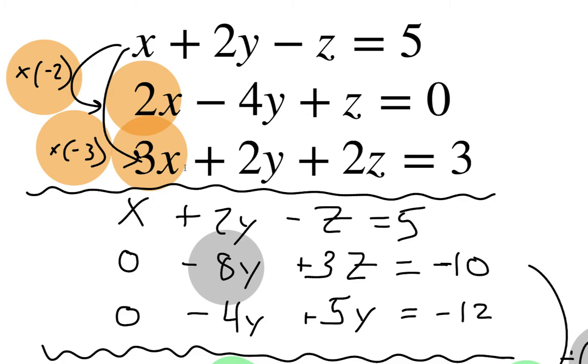Let's do the same thing for the bottom equation. I see a positive 3x here, so I'm going to multiply the top equation by negative 3, so that when I add them, I get a 0. x times negative 3 is negative 3x, plus 3x is 0. 2y times negative 3 is negative 6y, plus 2y is negative 4y. Negative z times negative 3 is positive 3z, plus 2z is positive 5z. This should be a z, not a y. 5 times negative 3 is negative 15, plus positive 3 is negative 12.